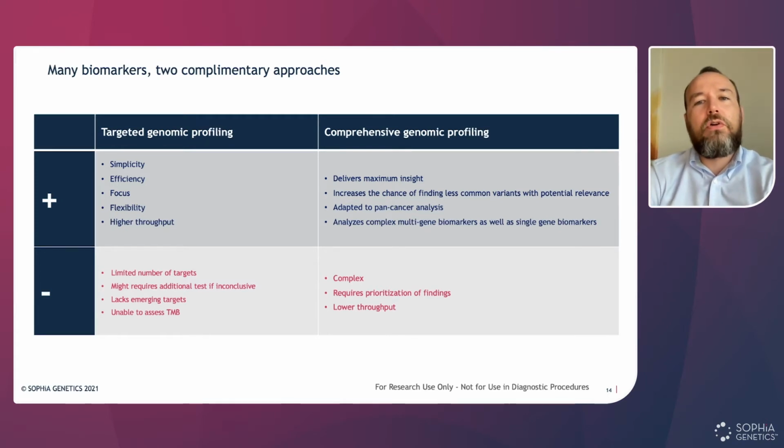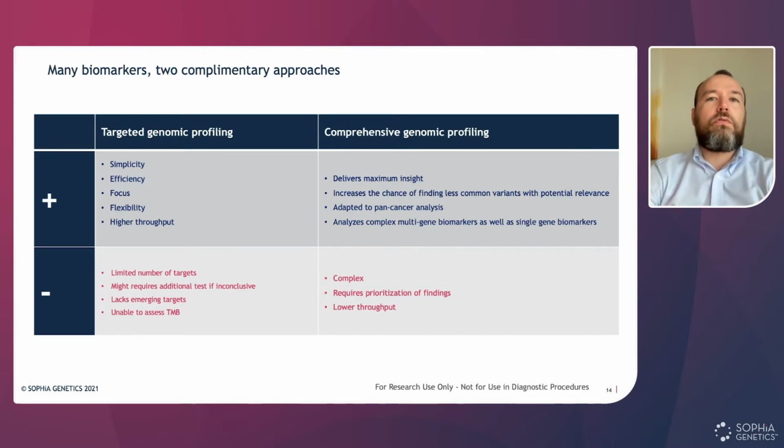On the other hand, if we look at the comprehensive genomic profiling, it delivers maximum insight. There's a large number of targets on that panel generally. Because of that, it increases the chance of finding less common variants, which could have relevance, especially if you look at a particular cancer. And it's adapted to pan-cancer analysis. And what that means is you can just run this panel in all the samples that come to your lab, and you don't necessarily have to pick and choose different panels for different groups of cancers generally. And also, it allows you to analyze multi-gene biomarkers like TMB, which requires a pretty large panel just to work. And for that, comprehensive genomic profiling is obviously very useful.